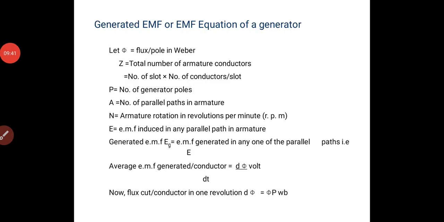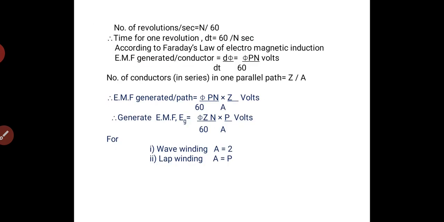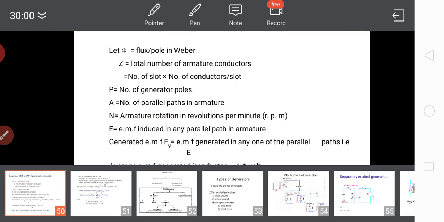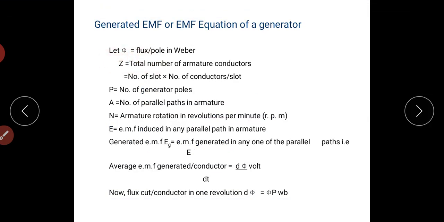Next topic, EMF equation of a DC generator. First, let phi be the flux per pole. Flux units are Webers. Capital Z is the total number of armature conductors, which equals the number of slots times the number of conductors per slot. P is the number of generator poles. Capital A is the number of parallel paths in the armature. Capital N is the armature speed, the armature rotation in RPM, revolutions per minute.